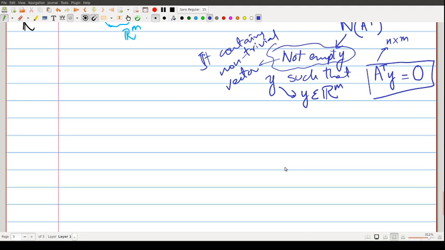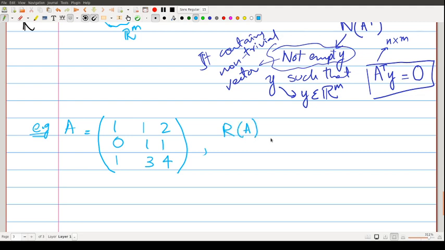Okay, so let's just cap off this class by doing an example. So let's suppose we have a matrix A such that A is 1, 1, 2, 0, 1, 1 and 1, 3, 4. So we have a 3 by 3 matrix, and let's suppose we have to find the column space of A, the null space of A, the column space of A transpose, and the null space of A transpose, right?